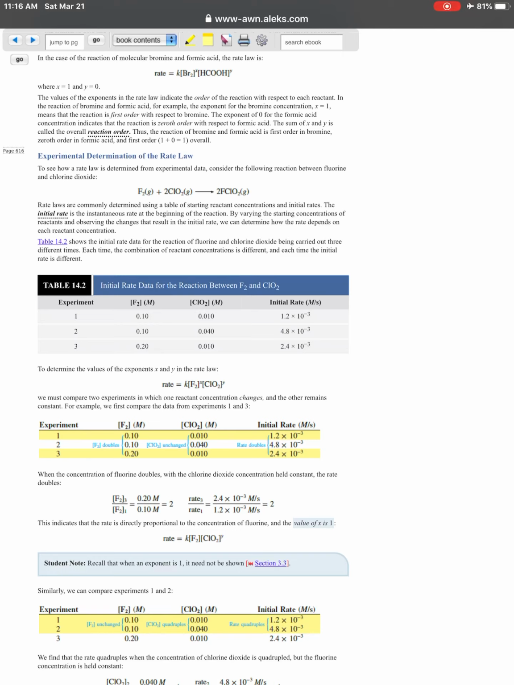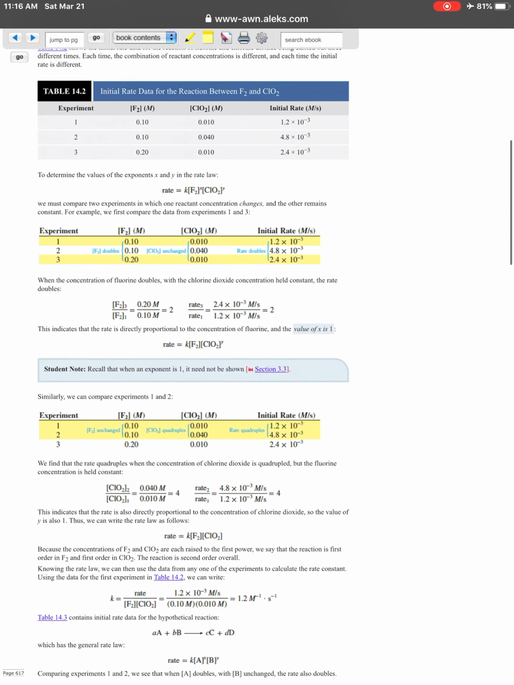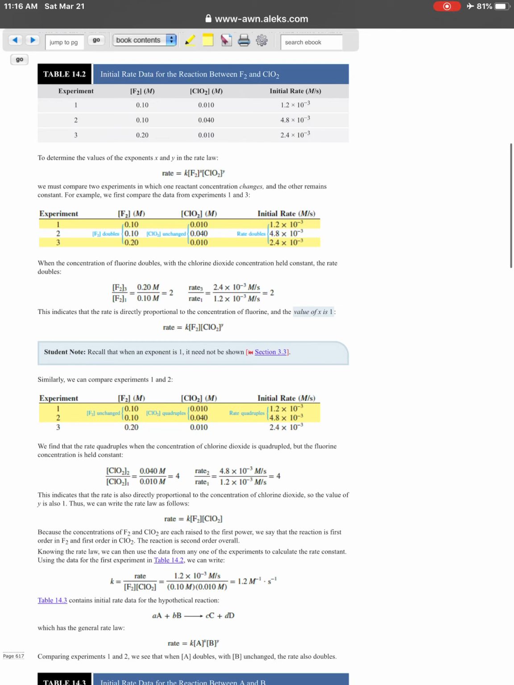To determine the values of the exponents x and y in the rate law, rate equals K times F2 to the x times ClO2 to the y, we must compare 2 experiments in which one reactant concentration changes and the other remains constant. For example, we first compare the data from experiments 1 and 3. Now you might choose different combinations, but follow along, see what their logic is here, okay? So they've yellowed in experiments 1 and 3 to show us that that's what we're going to compare.